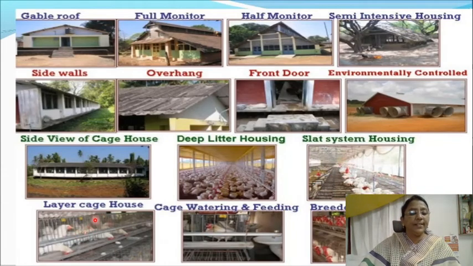And here this is the layer cage house, where you can see the cages. The birds are kept inside the cages. Depending upon the size of the cage, the birds are kept in that cage. And here you can see the watering and feeding of the birds. And this is the breeder cage. You can see here the water supply and the birds in two-tier system.